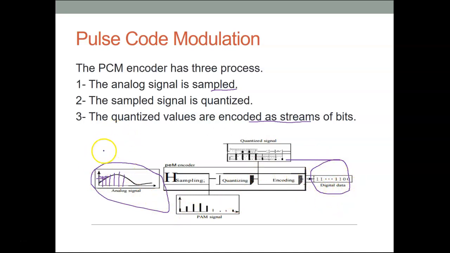So very basic, 3 steps. I have a wave, I divide it into samples, and for each sample I give the value, and then this value I change to a number, to bits. So at the end I get here. So 3 steps. 1 is sampling, 2 is quantization, giving it a value, and 3 is encoding. This value here, I change it to bits, and at the end I have this digital signal. Okay, so this is pulse code modulation: 3 steps, sampling, quantization, and encoding.